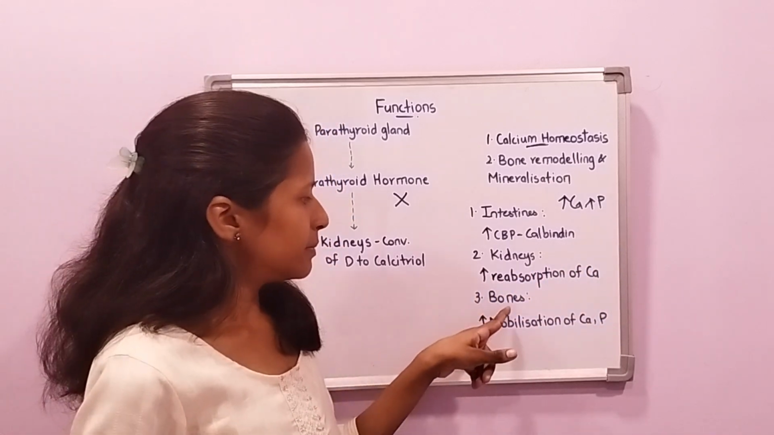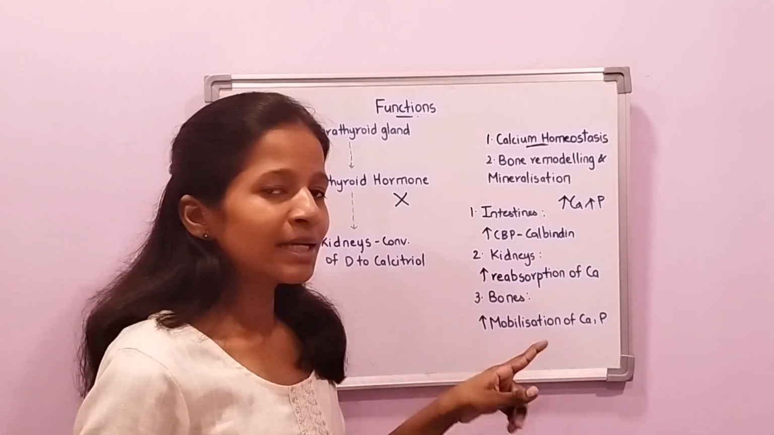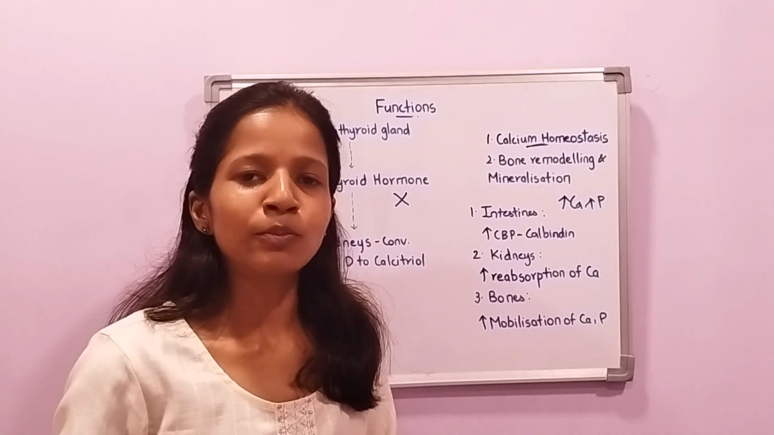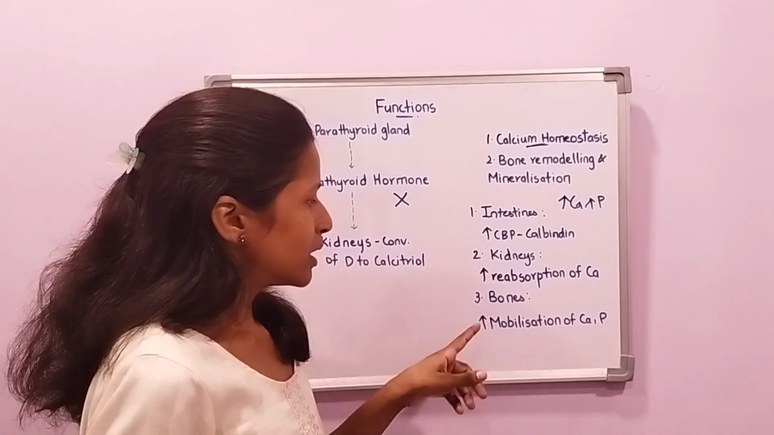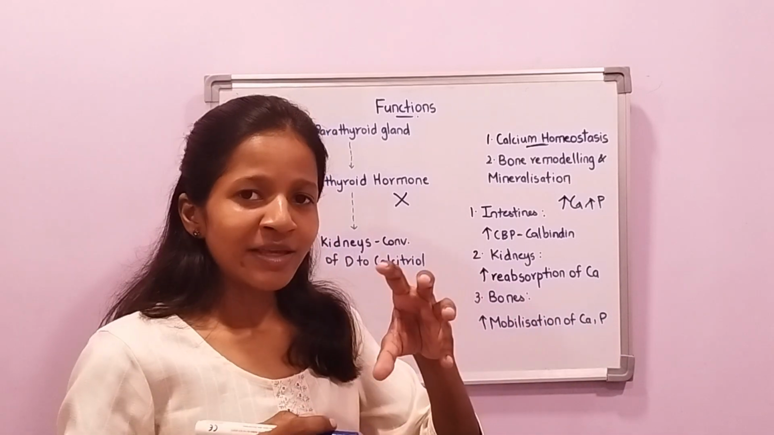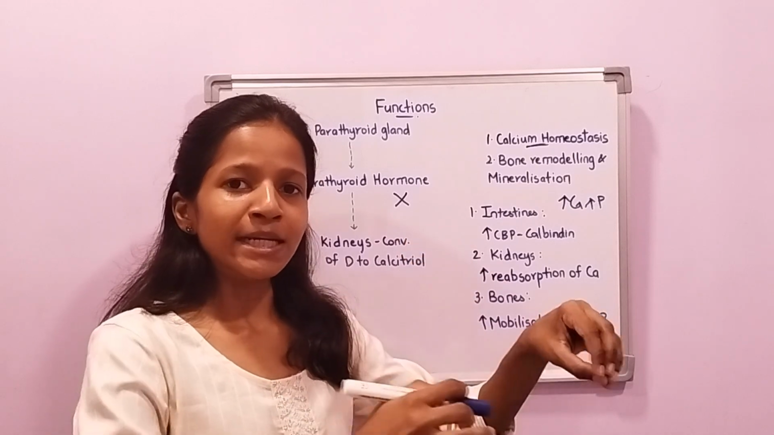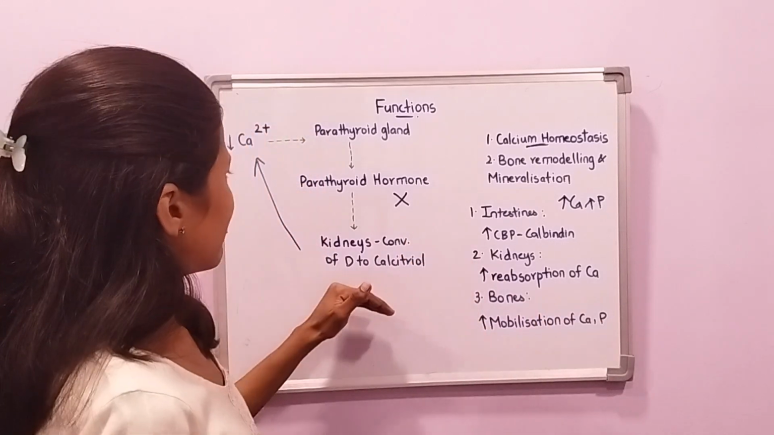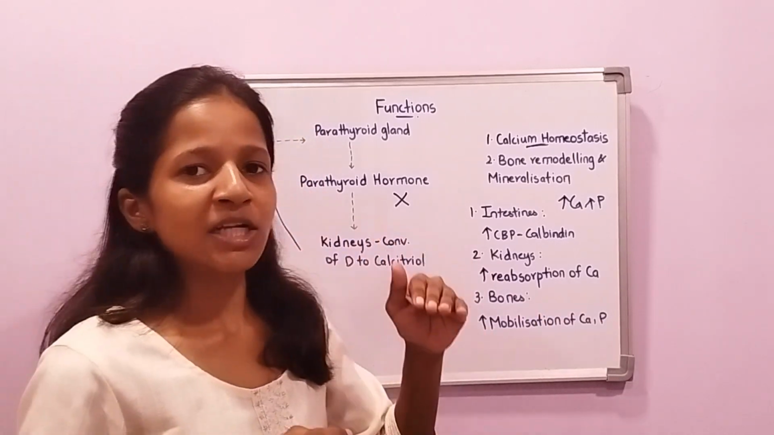Third, PTH and calcitriol act on the bones and stimulate osteoclast, or bone resorption cells, activity. So they increase the mobilization of calcium and phosphorus from the bones into the blood. So now they have brought about an increase in the levels of calcium in the blood.